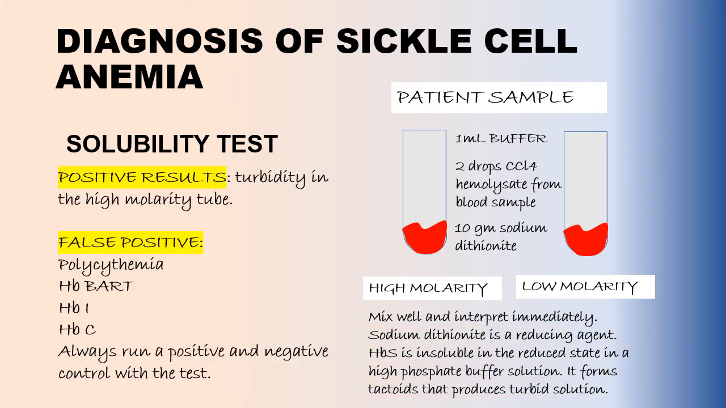So, in addition to true positive results, there are other causes of false positive solubility test which need to be known, which are presence of polycythemia, presence of other hemoglobins like hemoglobin Bart, hemoglobin I, hemoglobin C can all give a turbid appearance on the solubility test. Hence, it is essential to always run a positive and a negative control with the test. Solubility test should always be interpreted with the proper clinical details.